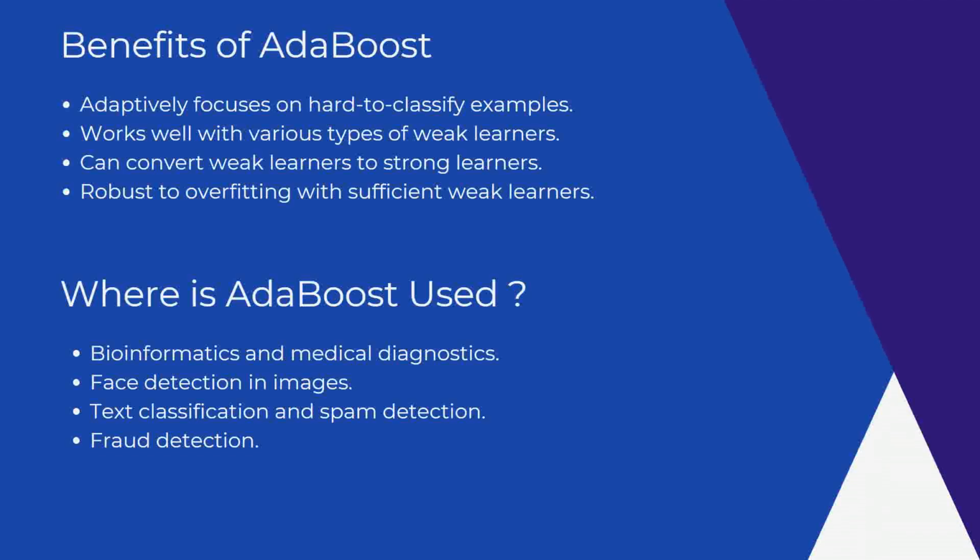Let's understand the benefits of the AdaBoost algorithm and how we can use them. We can turn weak learners into strong learners, adaptively focusing on harder-to-classify examples. It also works well with various types of weak learners. It is robust to overfitting if there are enough weak learners in the ensemble.